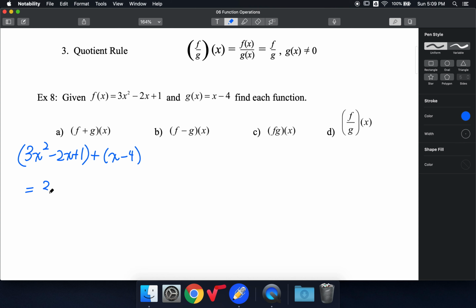So this is going to become 3x squared minus 2x plus x becomes minus x. 1 minus 4 is negative 3.